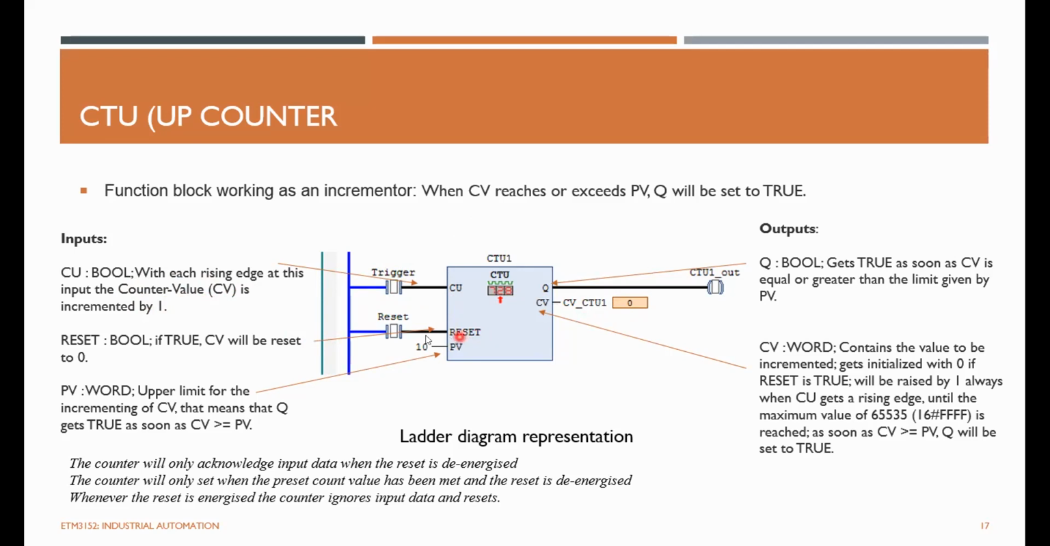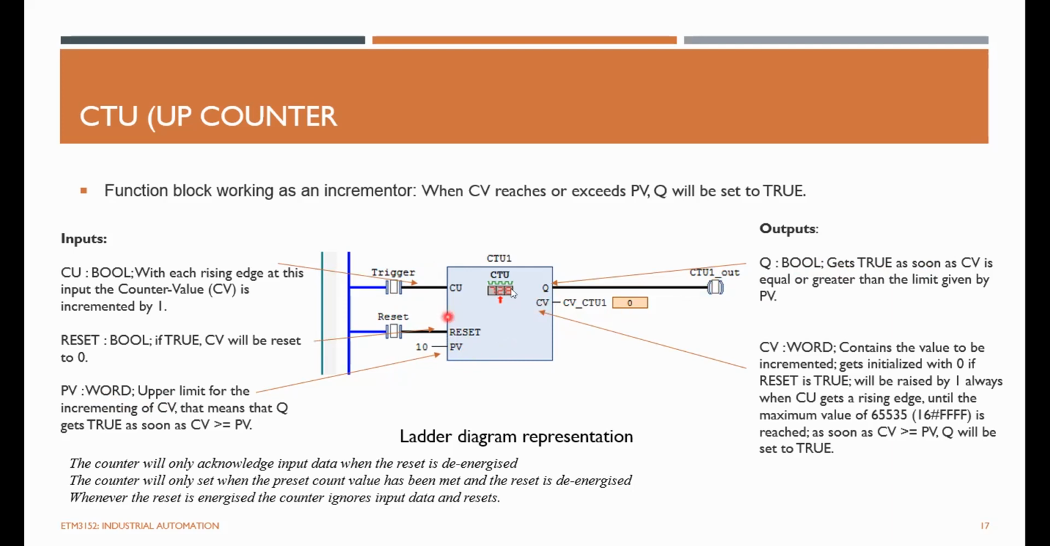And so this is the preset value. That is a word, which means 16 bits. So you can define any value that you wish to have here. So for example, if you define 10, when the counter is counting and incrementing, and this current value reaches 10, the output will be set to high. So the output is a Boolean type. It gets true when the CV, the current value, is equal to the preset value, and until then it is 0.